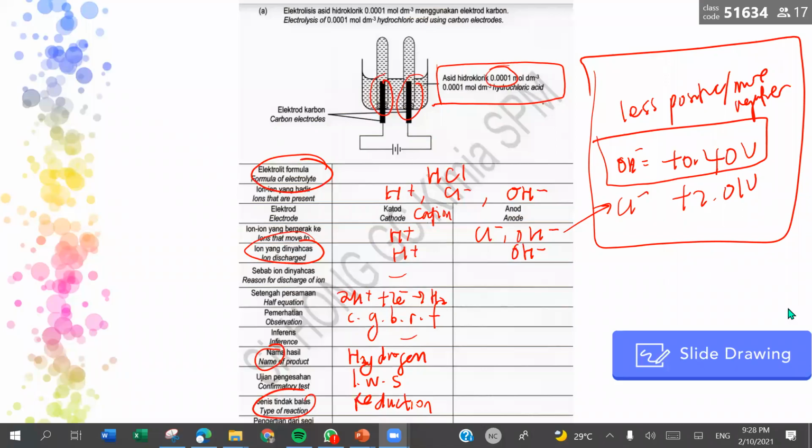The OH has a less positive SAP value compared to chlorine. Okay. Chloride ion. Very good. Perfect answer. The SAP value for OH minus is less positive compared to Cl minus. Correct. That's it. Simple only.